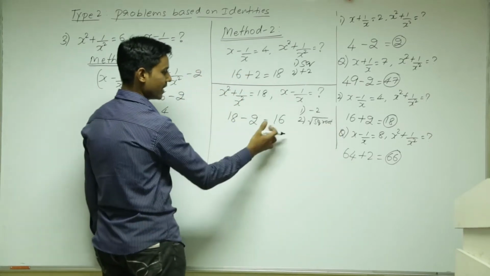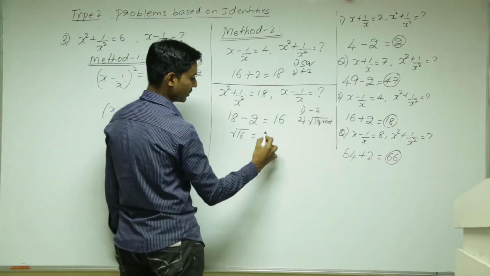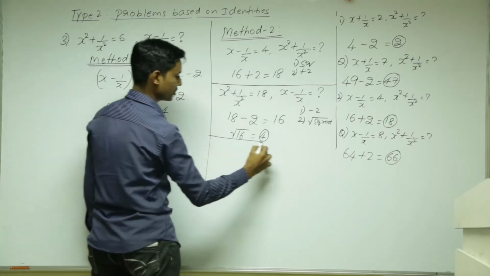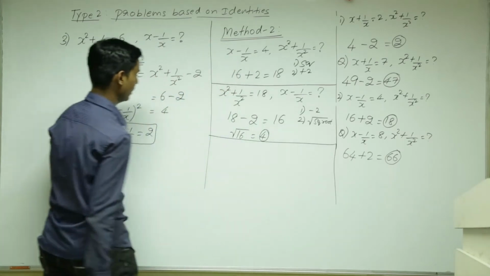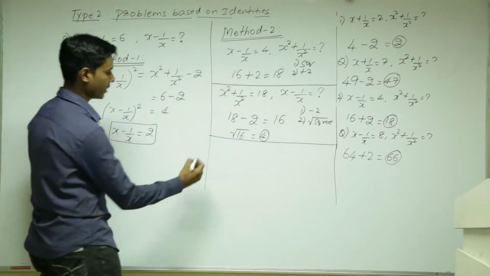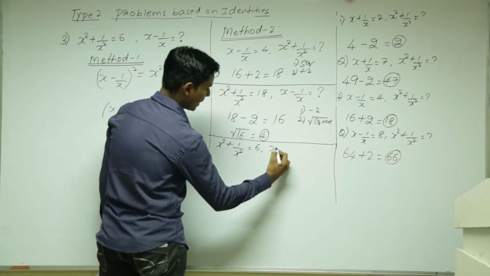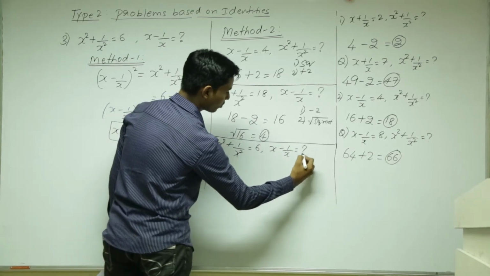That means you take the square root of 16. The square root of 16 is 4. That is what is here also, right? Now let us answer the given question. The given question is x square plus 1 by x square is 6. They are asking you to find the value of x minus 1 by x.